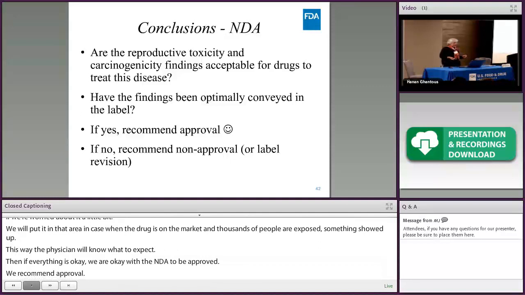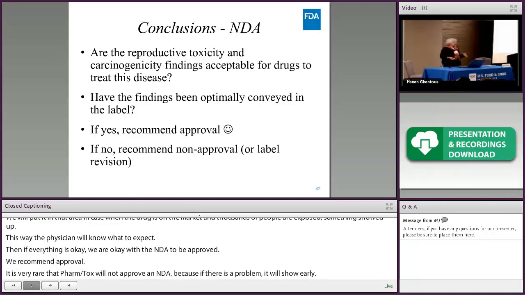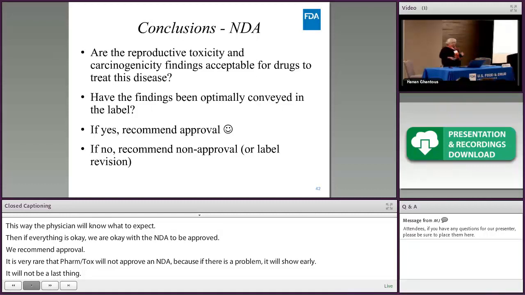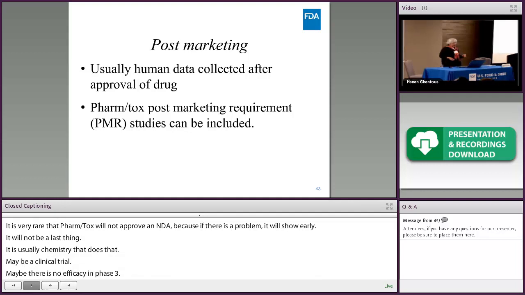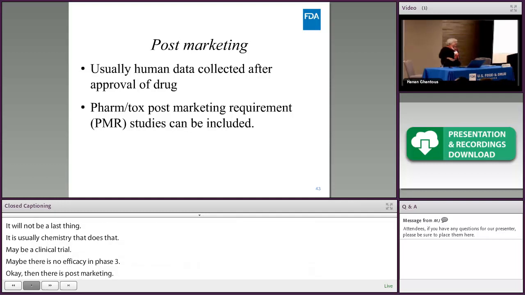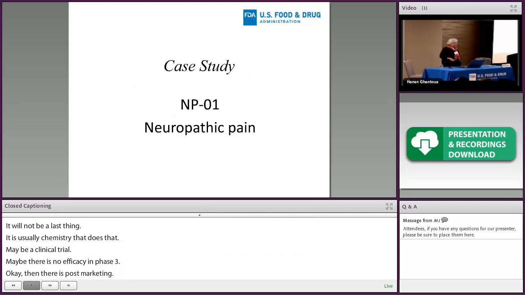We recommend approval. It's very rare that PharmTox will not approve an NDA because by then, if there is a problem, it will show early. It's usually chemistry that does that, or maybe a clinical trial. Maybe there's no efficacy in phase 3. And then of course there's post-marketing. There might be some clinical or even non-clinical work that we want the sponsor to do post-marketing, which is what you probably know as phase 4.